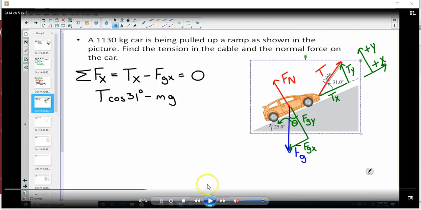When we take into account that this force is pointing down the incline opposite this angle, then the component of gravity that points down the incline is going to be m times g times the sine of theta, or the sine of 25 degrees. And now, unlike in the previous example, in this equation, we know everything except for T, and so we can solve for T by just plugging in everything that we already know.